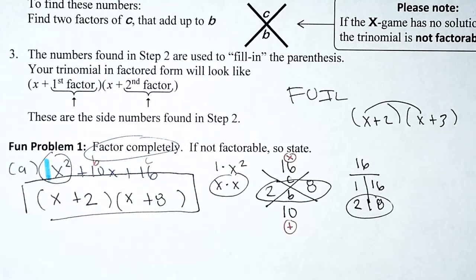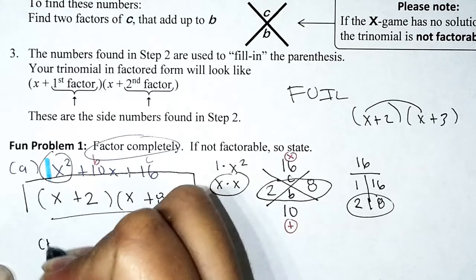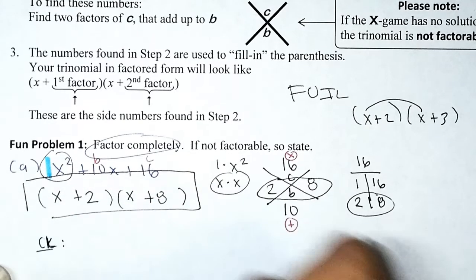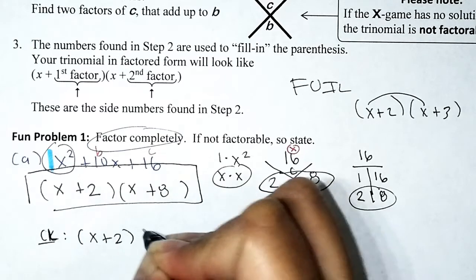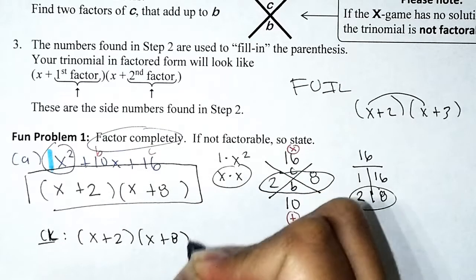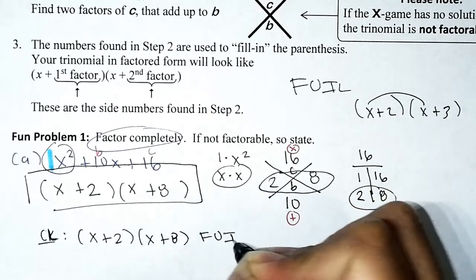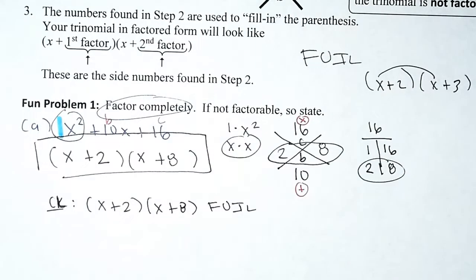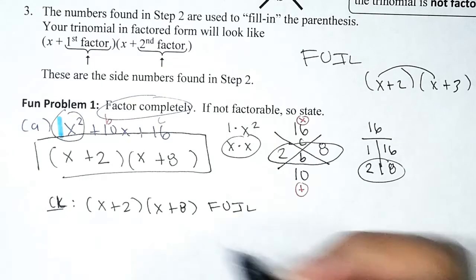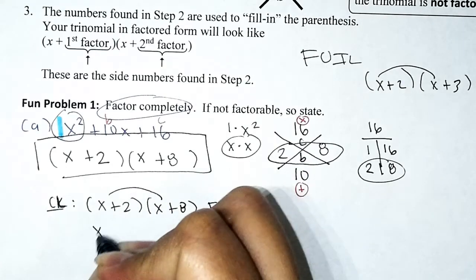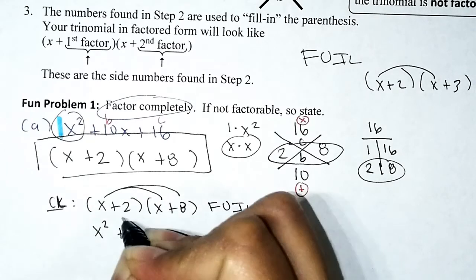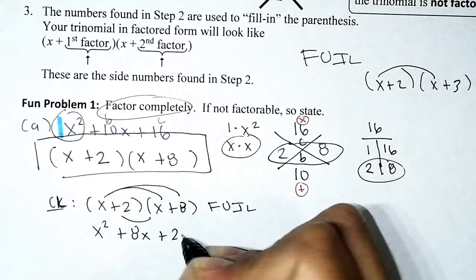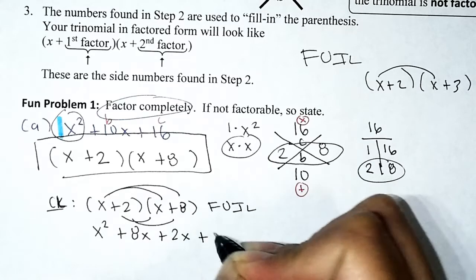Now the question is, how do we check it? This will be the only problem that we're checking, so make sure you're not asleep. To check it, we're just going to FOIL it out. We're going to multiply it back out. After we multiply it back out and combine like terms, if any, we should get the original expression. Product of the first terms gives us x squared. Product of the outer terms will give us 8x. Product of the inner terms will give us 2x. Product of the last terms will give us 16.